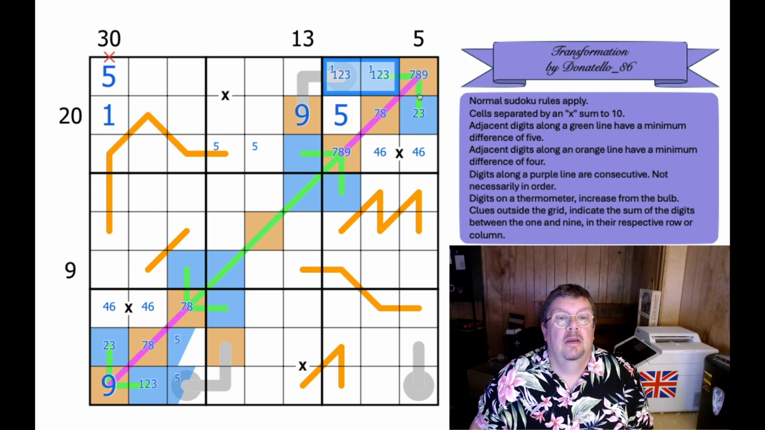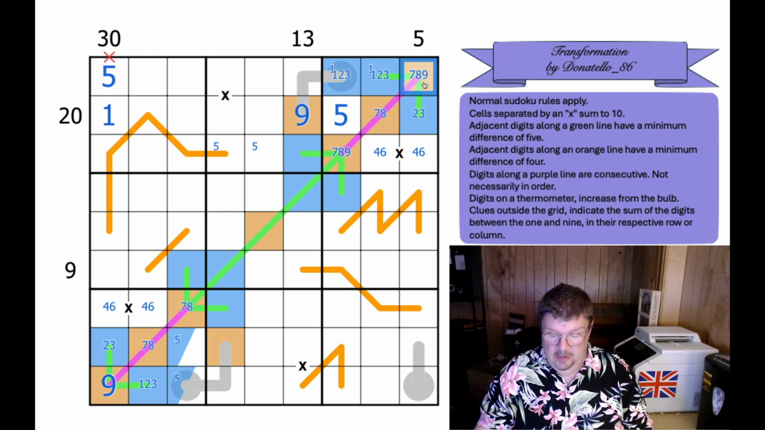Aha. All right. This cannot be a 9 because the only way to make the 5 clue would be for this to be a 5 and this a 1, which it can't be, or for this to be a 2, 3 pair, and that would be a 1. So that's not a 9.